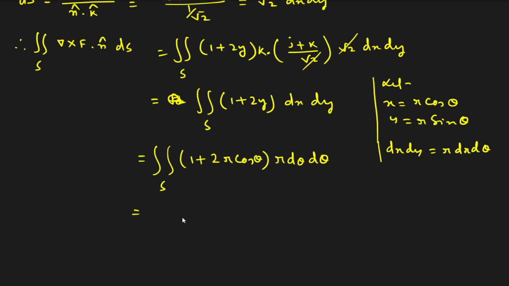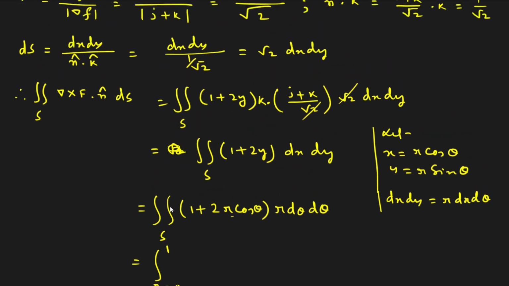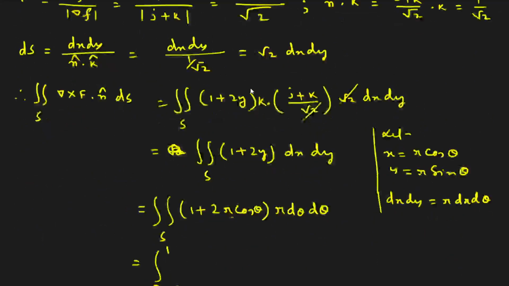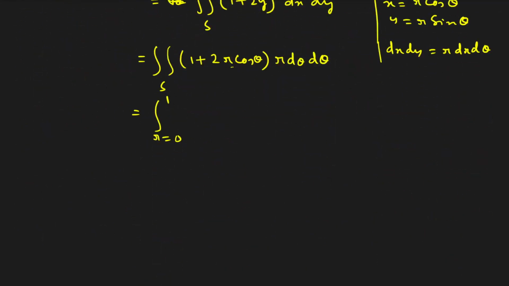Now what will be the limits of r and theta? Can we separate them? Because cos theta is with this, no? So we have to integrate with respect to r first. So r equals 0 to 1, because the radius is 1. So the limit is 0 to 1. And then what is the limit of theta? Since it's a circle, 0 to how much? 2 pi.